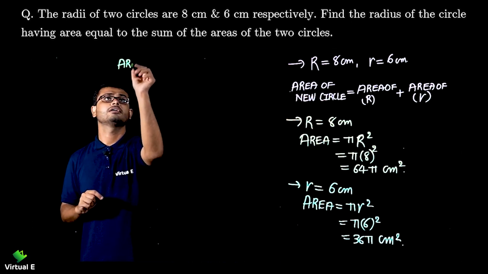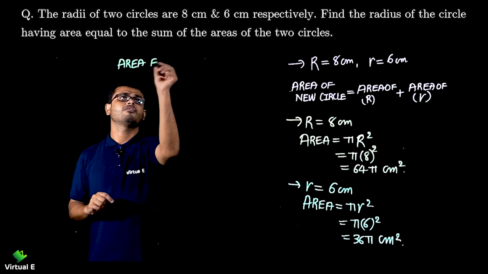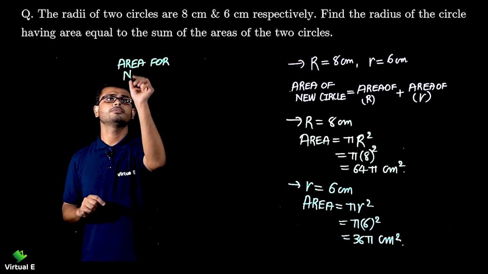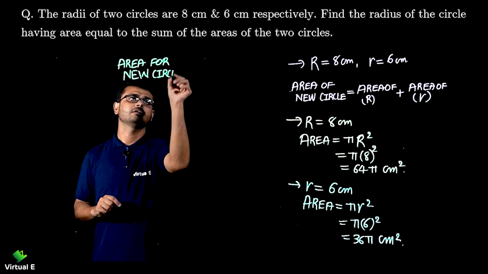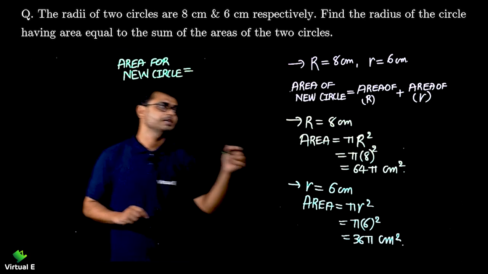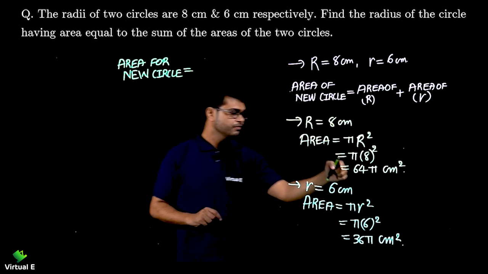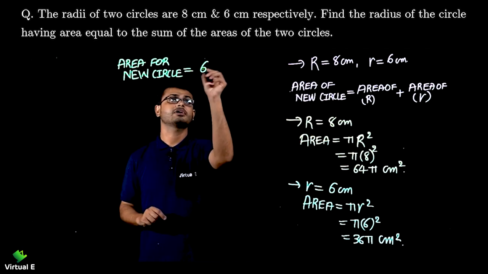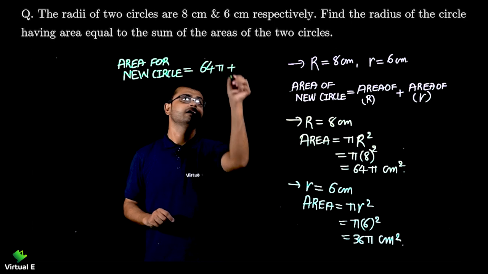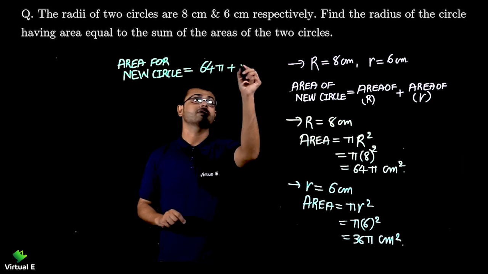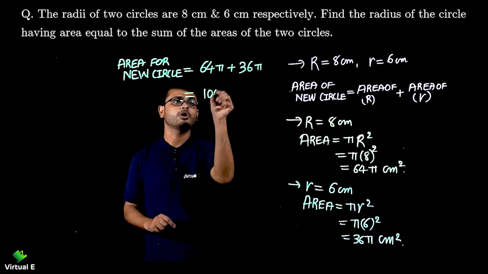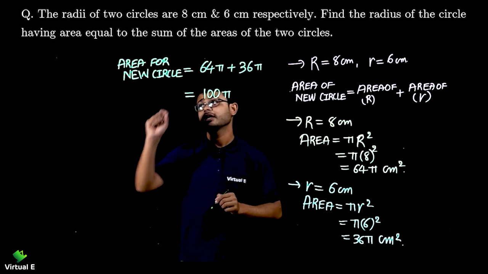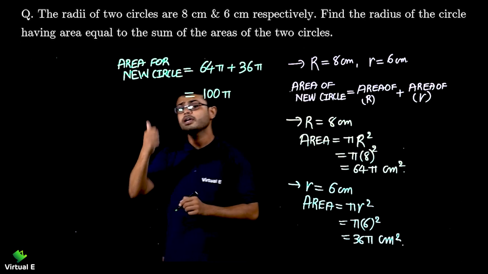So area for new circle, done, is equal to addition. I'm not writing the same again here. First of all 64 pi, plus 36 pi here as well. Then you add and you are going to get what? 100 pi.